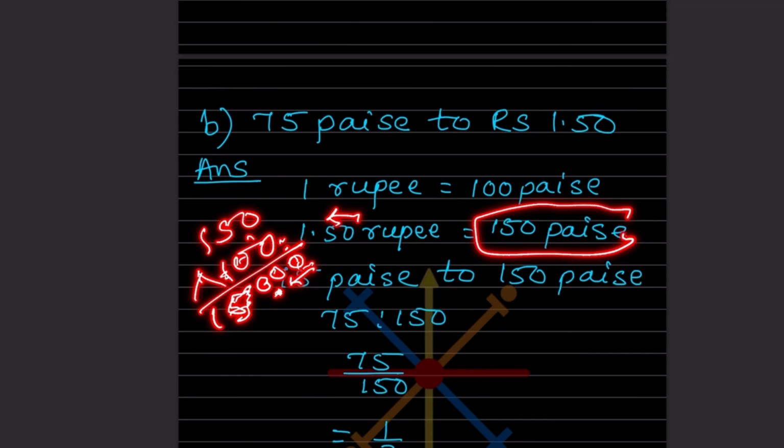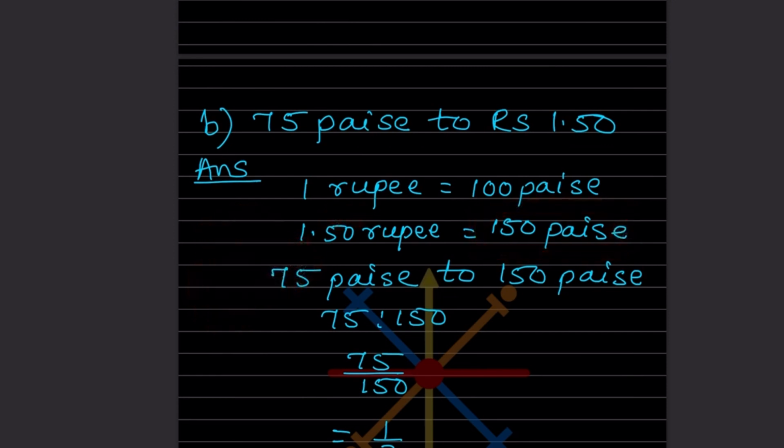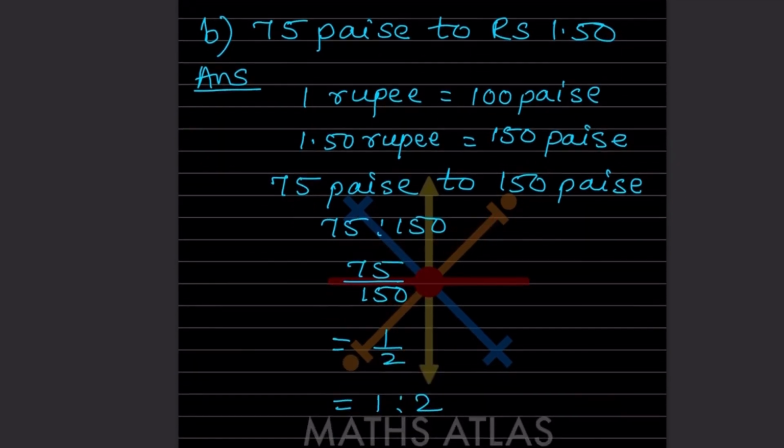Only after writing that, multiply; you can first think of that number and then put a decimal. So now this is 75 paise, and for this 150, how much? 1.50 rupee, you got 150 paise. So both are paise. So now look here, this is 75 paise, and this is 150 paise. So you are going to write 75 is to 150, which is 75 by 150, and 75 ones are 75, twos are 150, that is 1 by 2, which is 1:2.